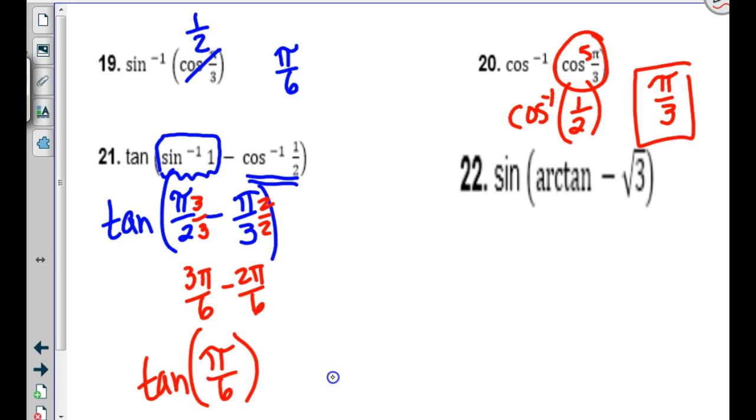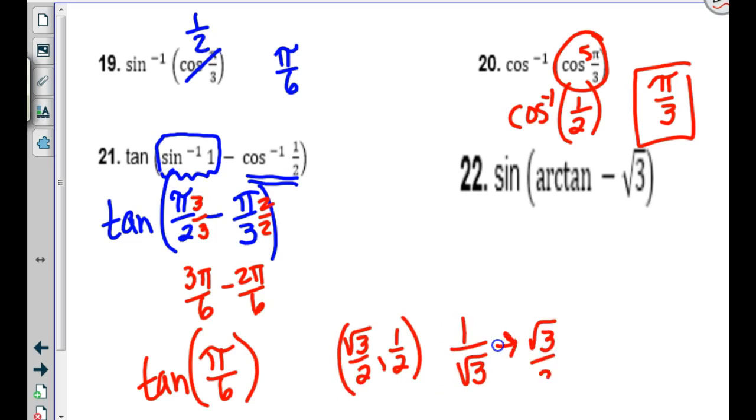It's just a lot of steps on this one. At pi over 6, the ordered pair looks like this. Did I get it right, guys? So then the tangent would be y over x, which would become, yeah, whew. That's the answer to that mess.